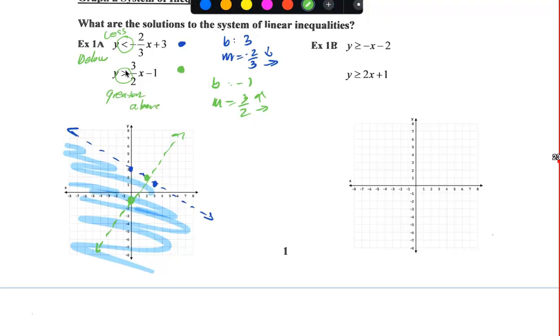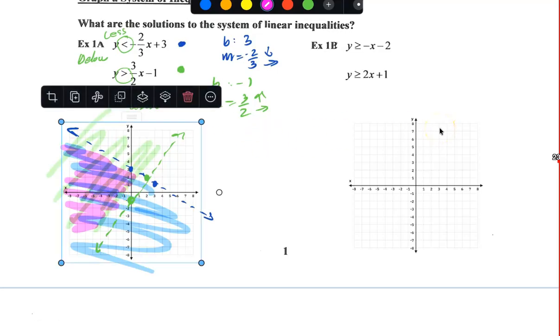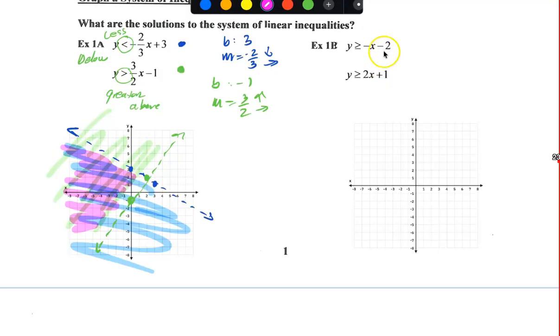So let's go here. So it's going to be kind of like this. Right, and then wherever they both shade, that region there, that's our solution. So in this case, our solution will be all of this. So any point in this region here is our solution. So this whole solution works. Okay, so that's the general idea. Let's go on to this one.